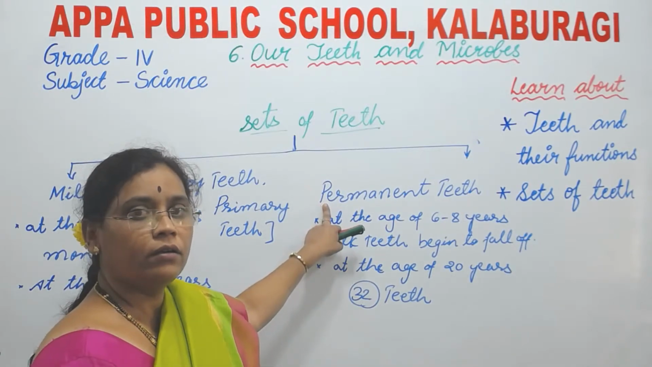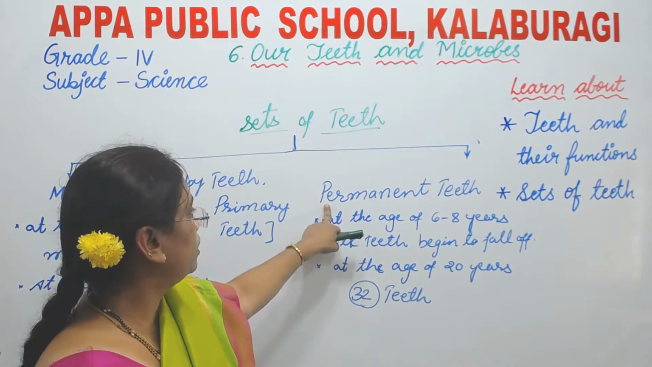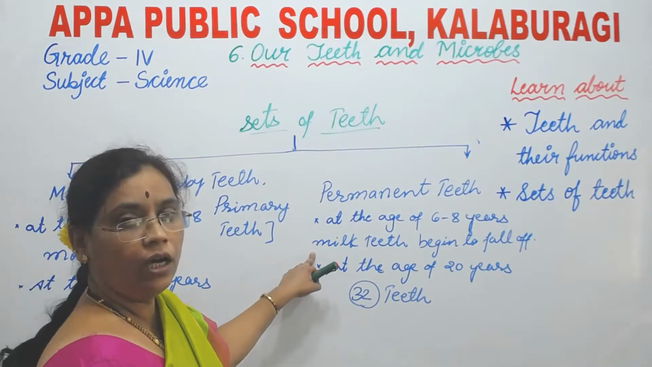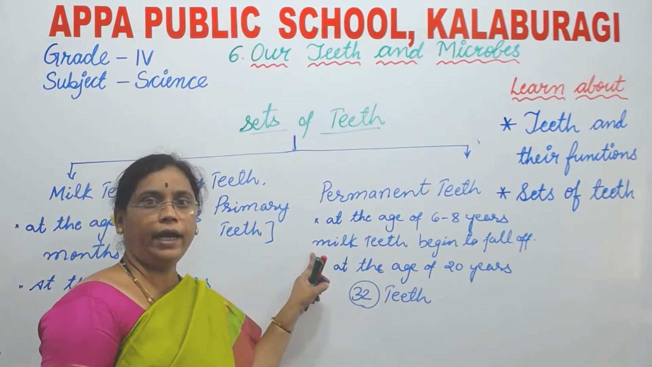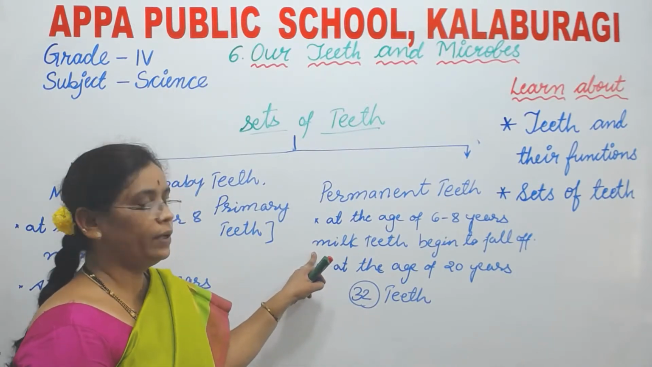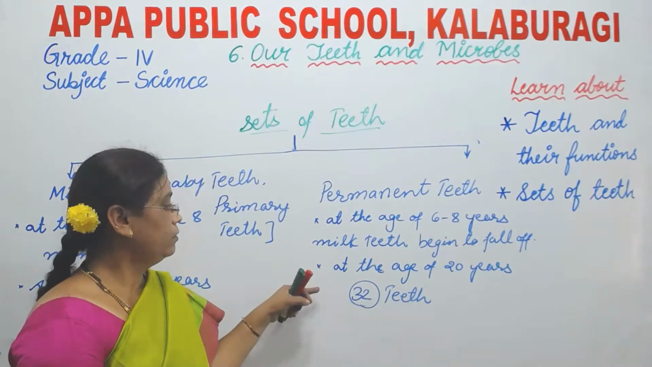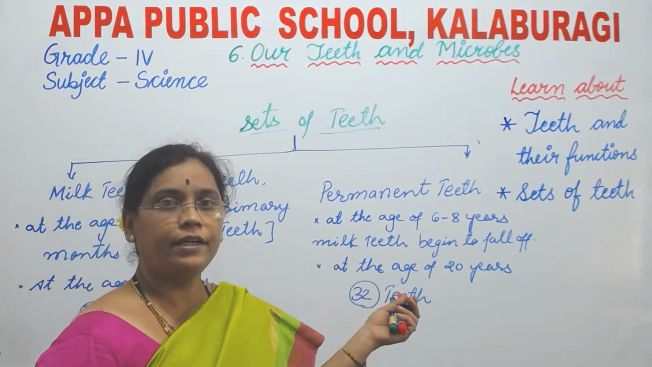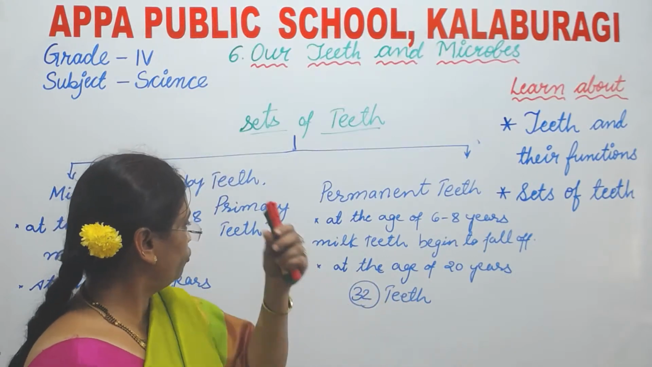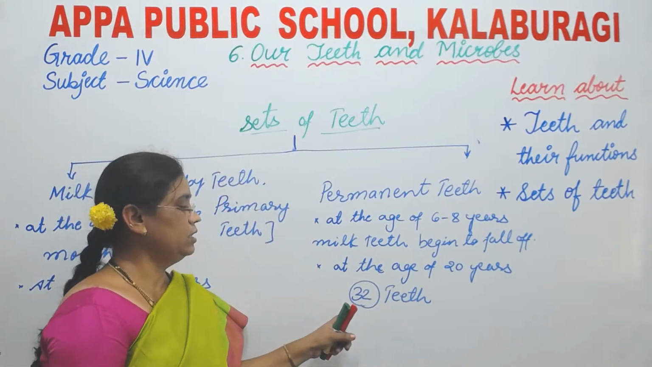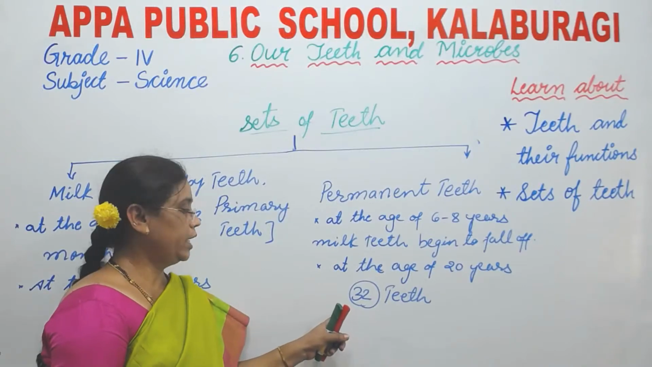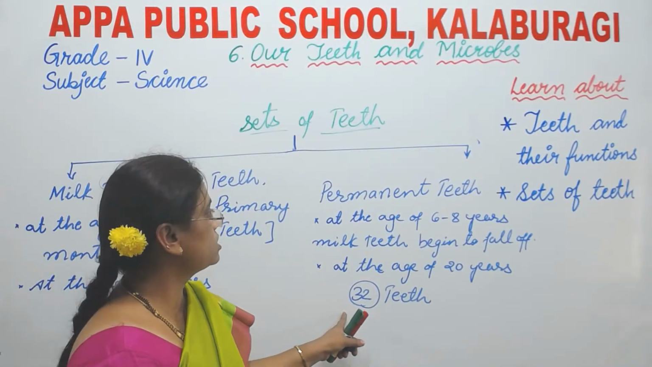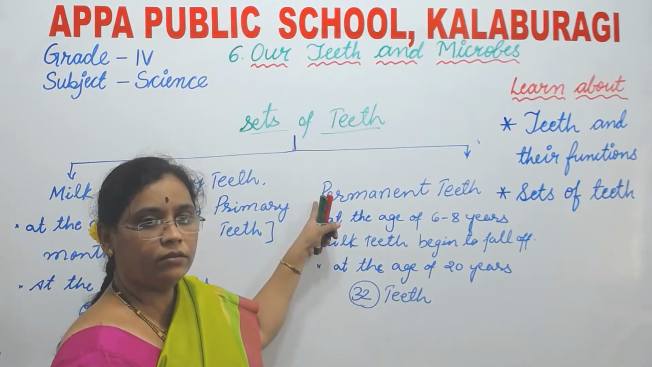Got it? As the child grows, at the age of 6 to 8 years, the milk teeth begin to fall off and are replaced by another set of teeth. And at the age of 20 years, a person may have 32 teeth. And this set of 32 teeth is called permanent teeth. Got it?